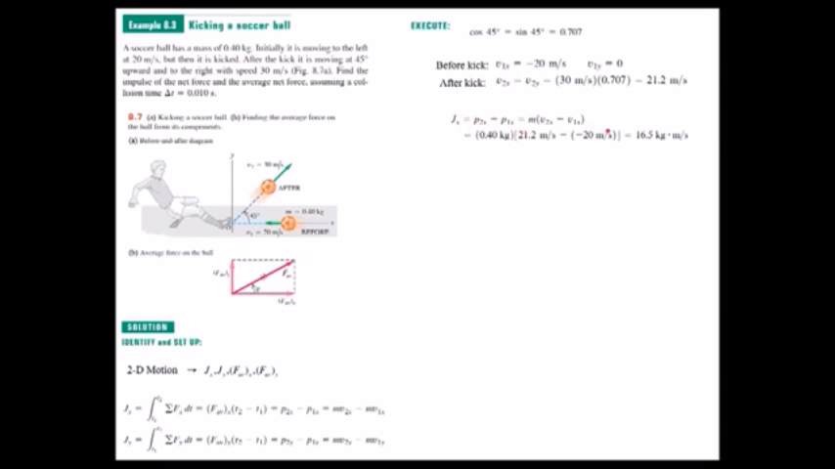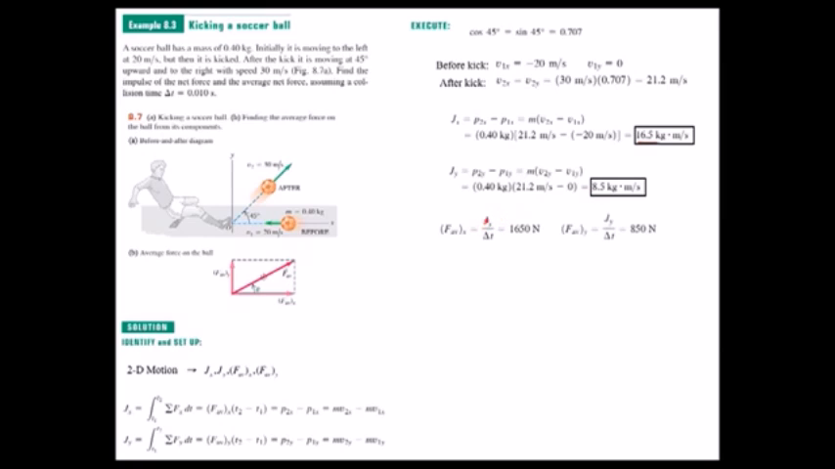Now we're in a position to put in the numbers. The angle is 45 degrees. So before the kick, we have an initial velocity purely in the minus x direction, 20 meters per second. And after the kick, there's both an x and y component of velocity, which is 21.2 meters per second. The mass of the ball is 0.4 kilograms. So it's an easy matter to get the impulse in each direction. So here's the impulse in the x direction, and here's the impulse in the y direction.